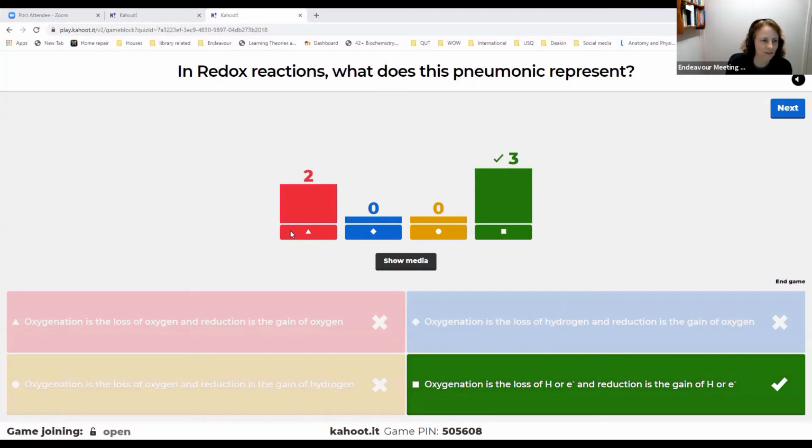2 of you said the first one. So oxidation is the loss of oxygen. So oxidation is actually the gain of oxygen. So it's the loss of hydrogen or electrons, but it's the opposite for oxygen. So it's the gain in oxygen, and reduction again is going to be the opposite. If you're gaining the hydrogen or electrons, you're going to be losing the oxygen and vice versa.